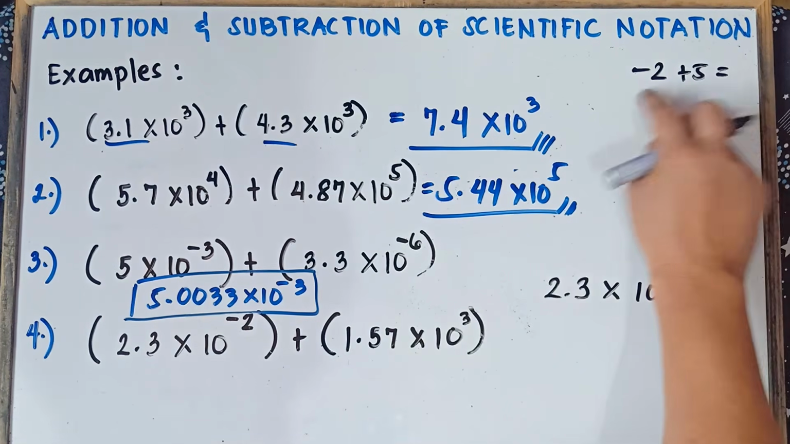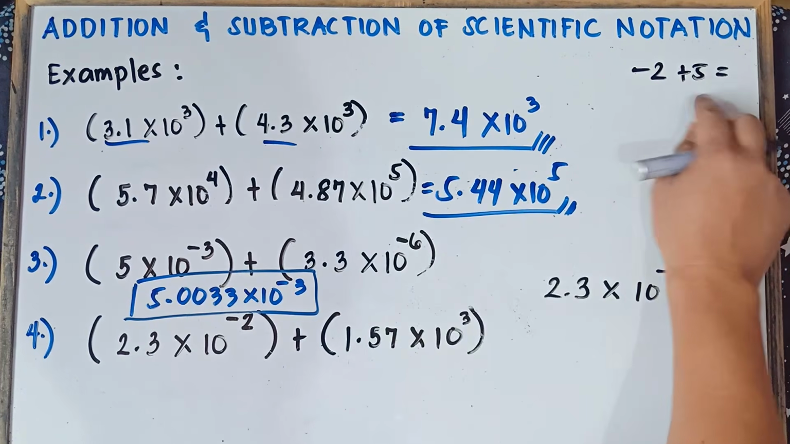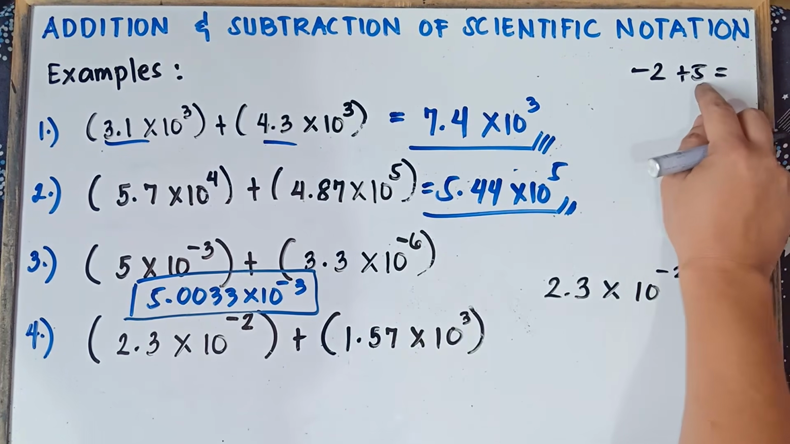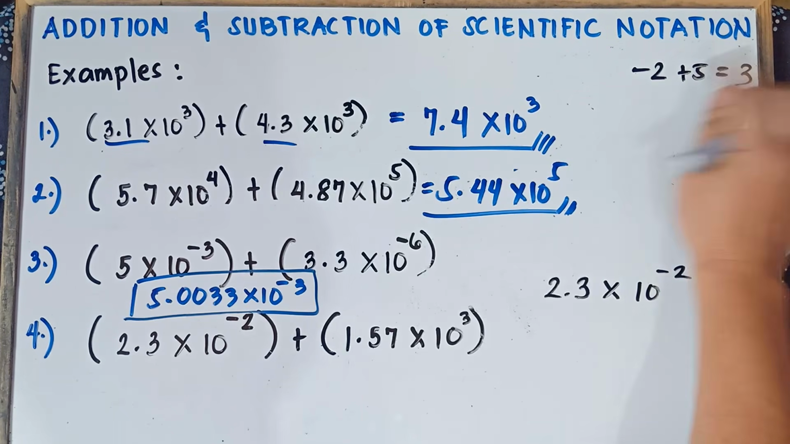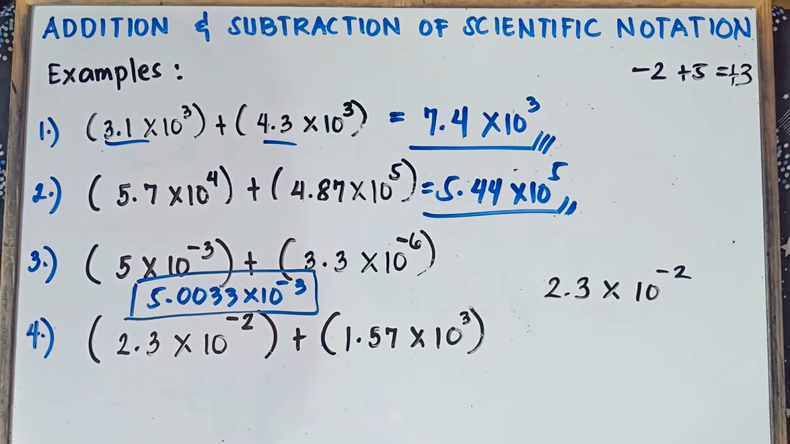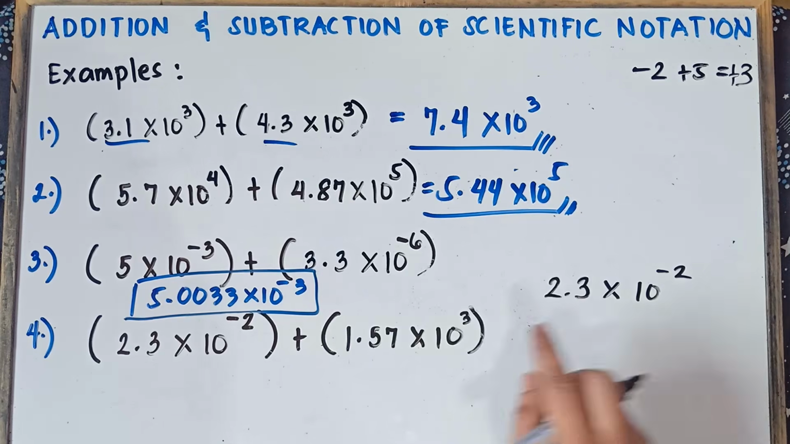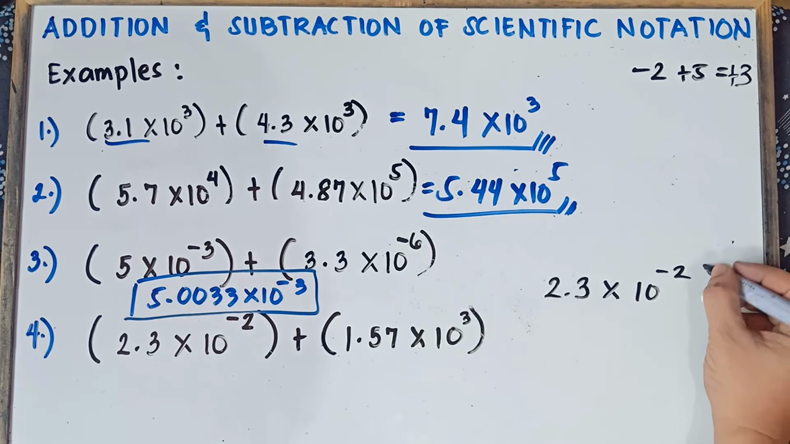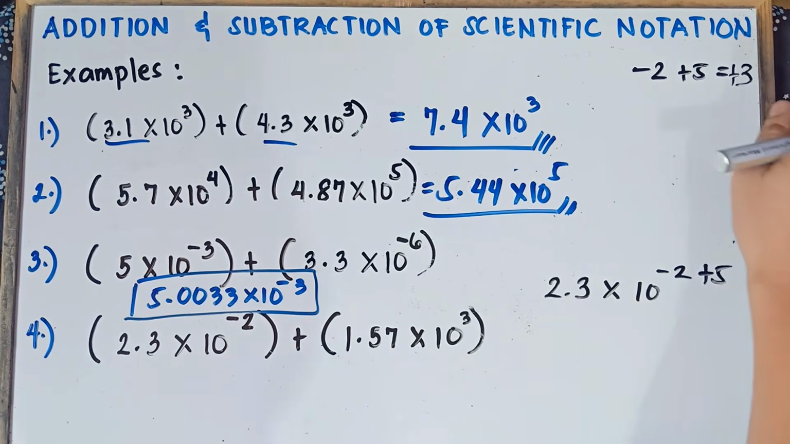Because if the signs are not the same, we have negative 2, we have positive 5, you need to subtract 5 minus 2, that's 3. Now, 5 is greater than 2, therefore, our answer is positive 3. So, to make this negative 2 become positive 3, we need to add it by 5, because negative 2 plus 5 would be positive 3.